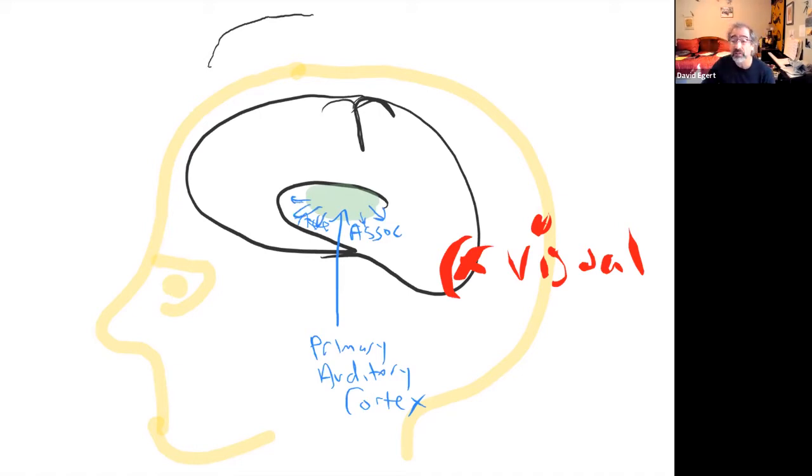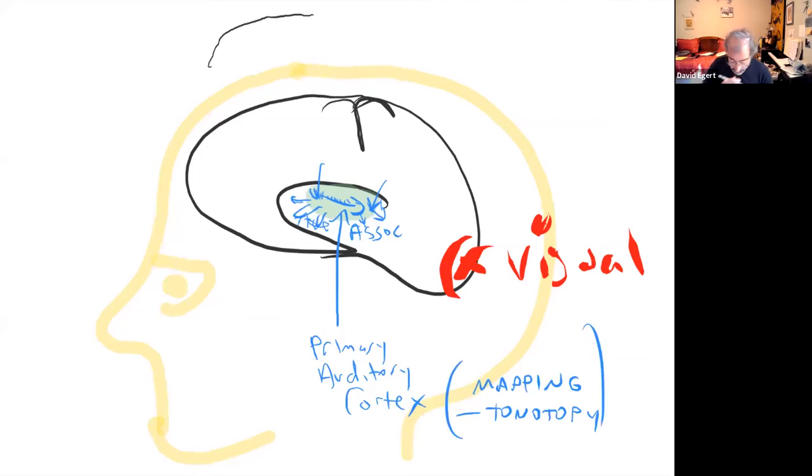And there's mapping here as well, except instead of visual space being represented in the cortex, it's going to be the frequency of the sound being represented. So here we're going to have what's called tonotopy. Depending on which frequencies, you're going to be on one part of this cortex versus another. That's another version of mapping: different frequencies are represented in a regular way across the auditory cortex. There's some other stuff in the temporal lobe, but let's leave it there for now.